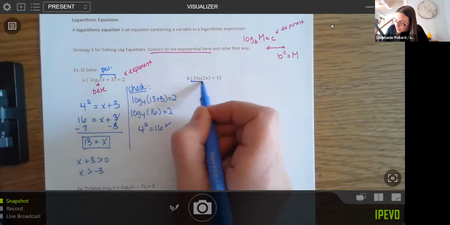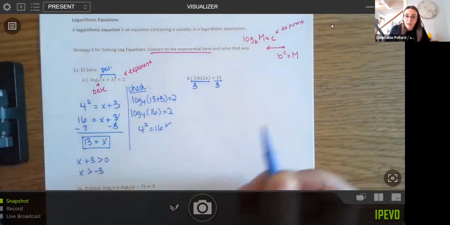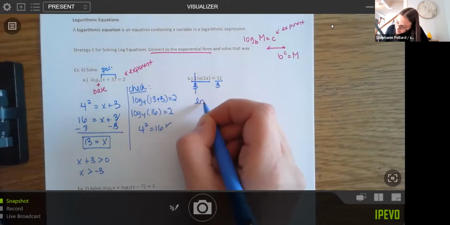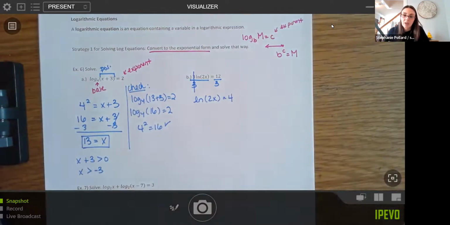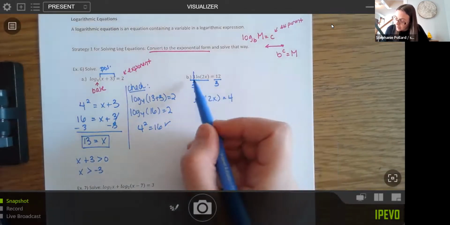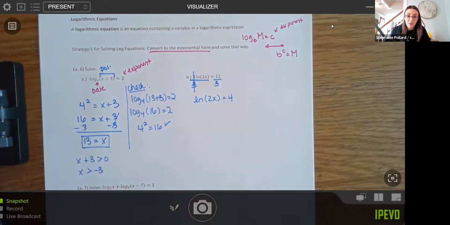And what I can do is it's just being multiplied here. So the easiest thing to do is just divide it on both sides by 3. So I have natural log of 2x is equal to 4. So if you have something extra that's going on in your log equation to start, see if you can get rid of it. And again, try to do it the easiest way possible. So in this case, like I said, you can divide those both by 3. It's just being multiplied here. So 12 divided by 3 comes out to be 4.